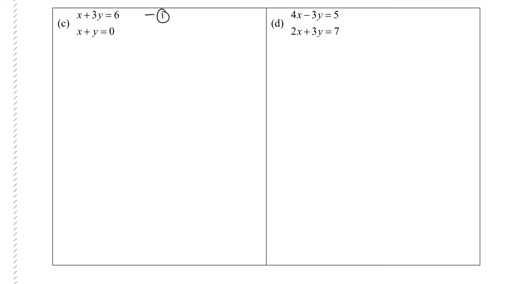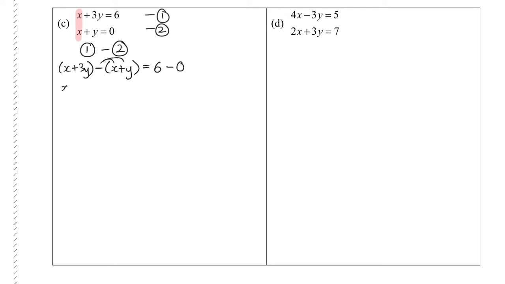Let's first label the two equations and then decide which variable is easier to eliminate. A quick glance, we will see that actually a good choice will be the x values. Both are positive x. So in this case, I am going to subtract equation 2 from equation 1. So I'll write down equation 1, x plus 3y, minus away the left-hand side of equation 2. Don't forget the terms on the right-hand side. So equation 1, 6 minus 0.